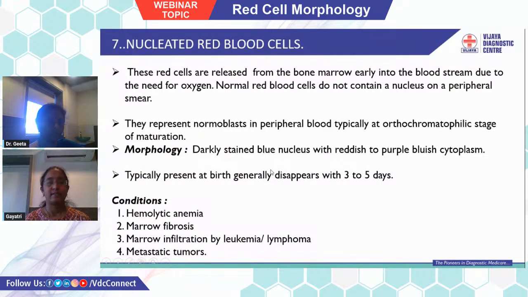Coming to nucleated red cells, these red cells are released from the bone marrow early into the bloodstream when there is a need for oxygen, and they represent a normoblast in the peripheral blood, typically at the orthochromatophilic stage. These appear as darkly stained blue cells with a purple-bluish rim of cytoplasm surrounding them. They are usually confused with a lymphocyte. Nucleated red cells are present more at birth and generally disappear within 3 to 5 days. These are seen in hemolytic anemia, marrow fibrosis, marrow infiltration by leukemia or lymphoma, or metastatic tumors.